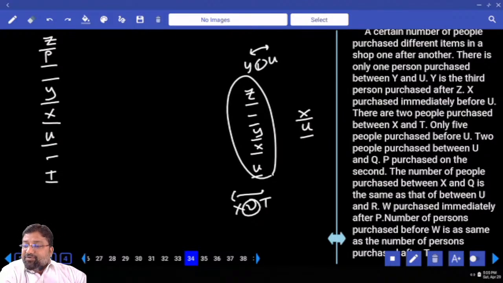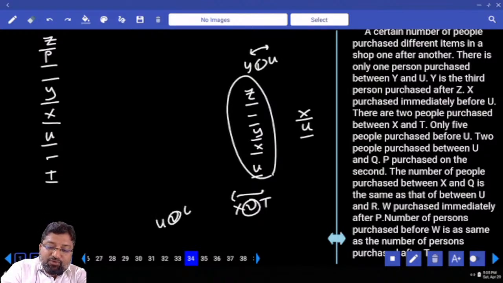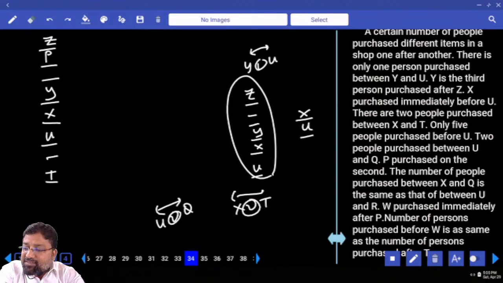And what was the line before that? Two people purchased between U and Q. Two people between U and Q. I am not sure whether it is before or after. Next line, read. The number of persons between X and Q is the same as that between U and R. X and Q is the same as U and R.